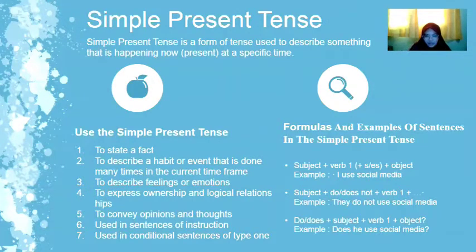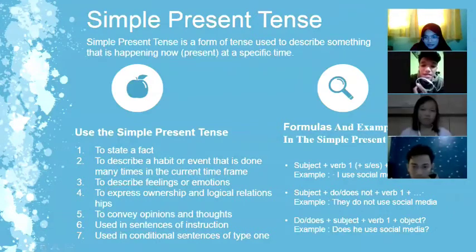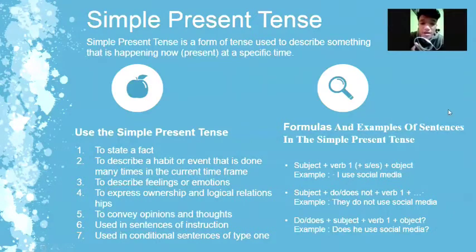Okay, simple present tense is used to describe something that is happening now at a specific time. The simple present tense is used: 1, to state a fact; 2, to describe a habit or event that is done in the current present.